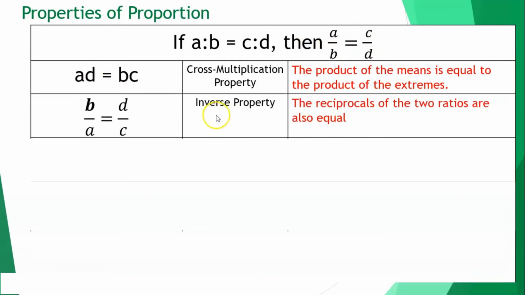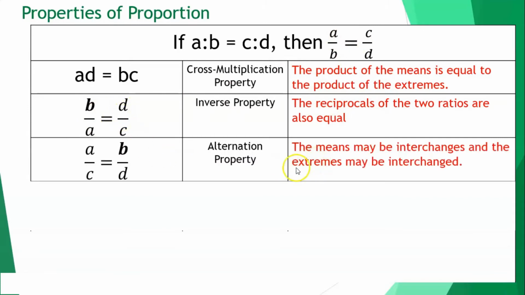Next, we have the inverse property. In here, the reciprocals of the two ratios are also equal. So again, A over B, reverse it, we have B over A, and the other side will have D over C. Okay, another. We have here the alternation property. So the means may be interchanged and the extremes may be interchanged as well. In this case, the means are interchanged, so we can have it as A over C is equal to B over D.